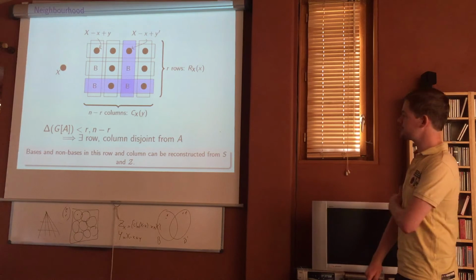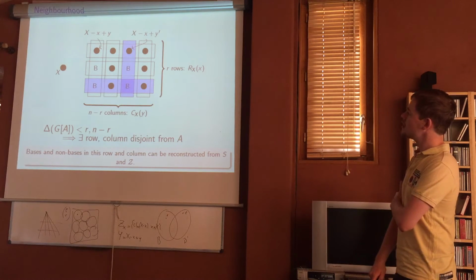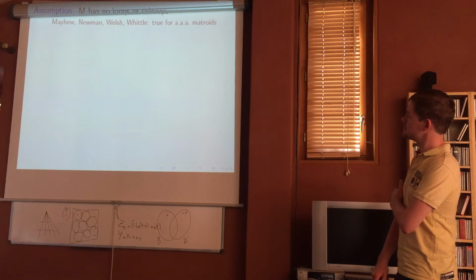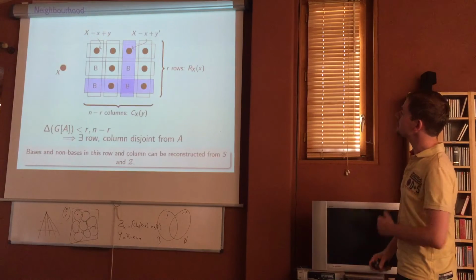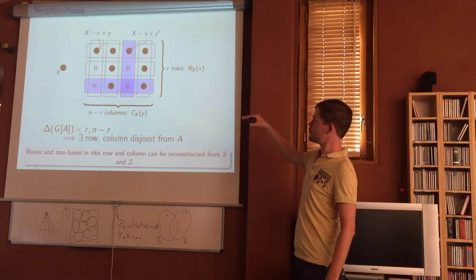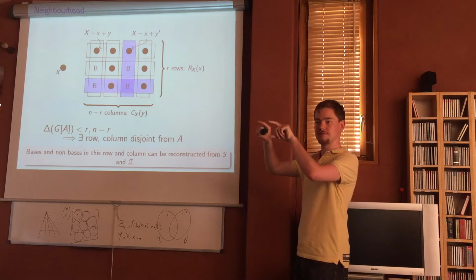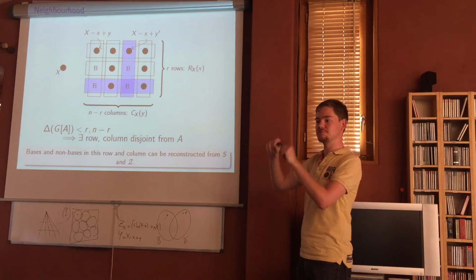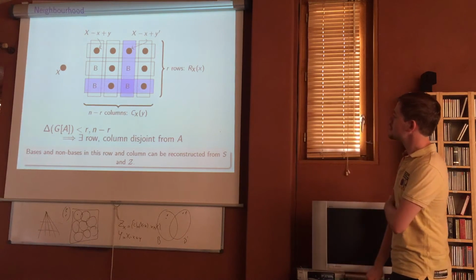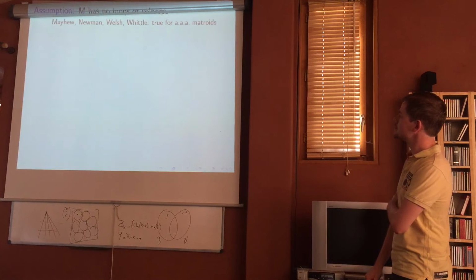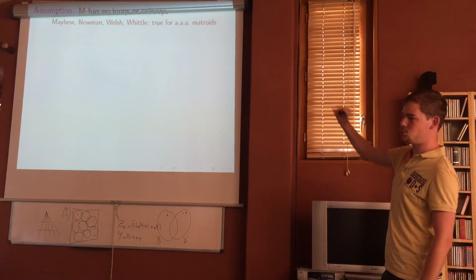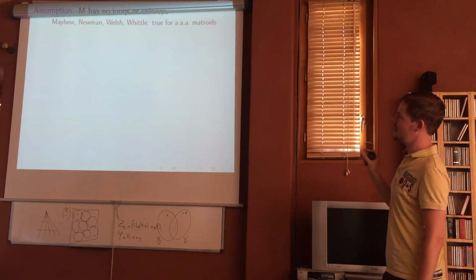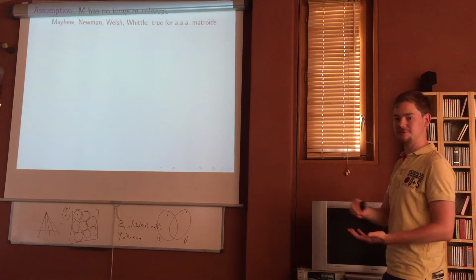There's one way in which this can go wrong. Let's go back. There's one way that this can go wrong, and that is when all the elements in a row or in a column are dependent. So what it says there is that we want to make a technical assumption that the matroid that we are trying to encode does not have loops and co-loops.